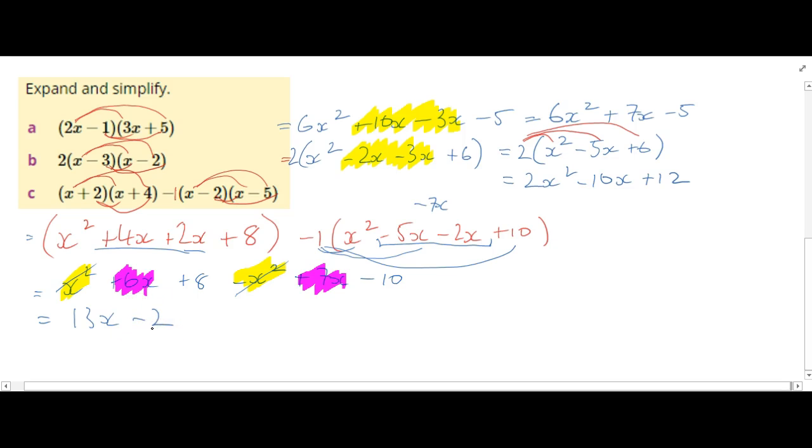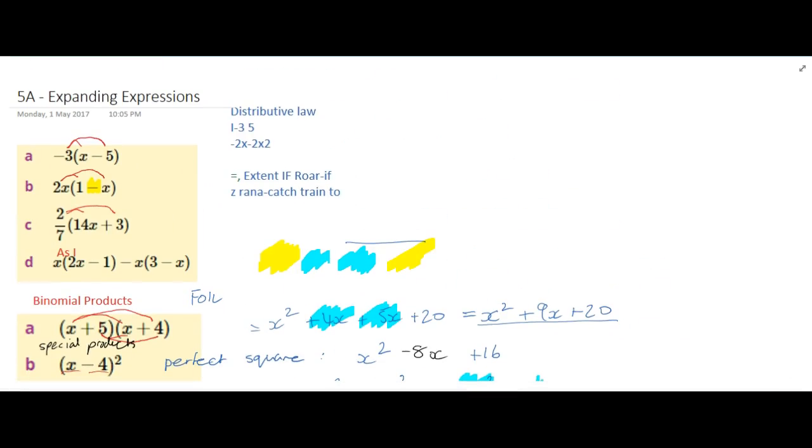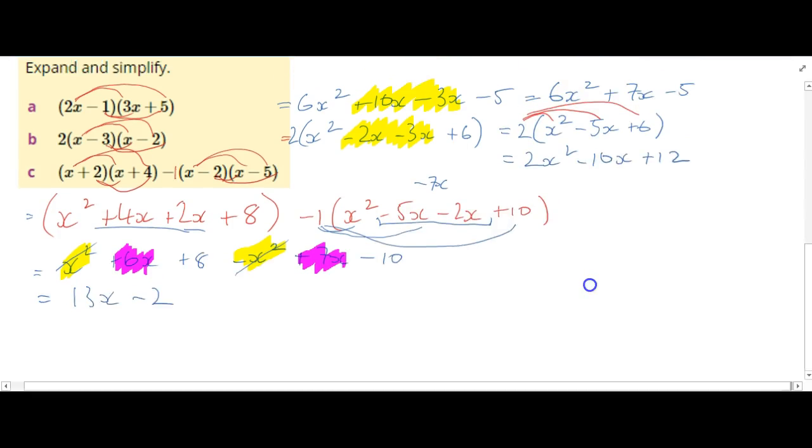Okay, so that was a bit of a complicated one. You have to be really careful with all your adding and subtracting negative numbers in these. Okay, so that is 5A, expanding expressions. Good luck.